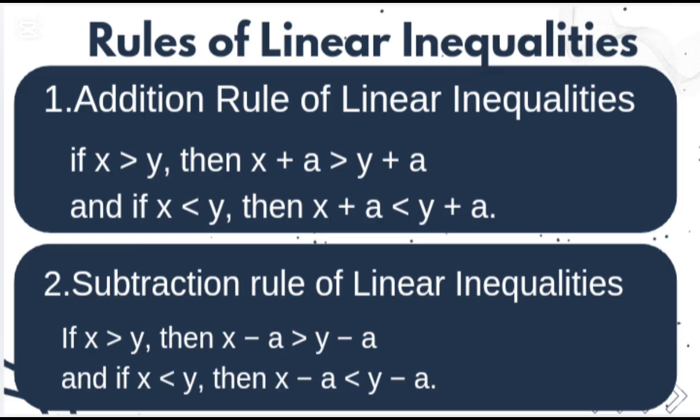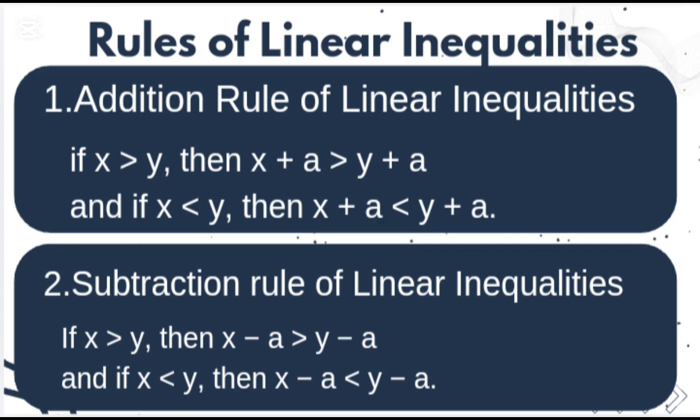Now, let's say we have a linear inequality 3x minus 4 is less than 20. In this case, left side is less than right side. We can see that the expression on the left hand side, that is 3x minus 4, is in fact lesser than the number on the right hand side, which is 20.